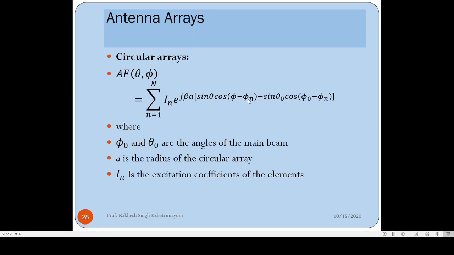What is phi n? Phi n is the phase for the nth element. I n is the excitation coefficient for the element. For antenna 1 it will be I1, for antenna 2 it will be I2, and the phase shifts will be phi 1, phi 2, phi n, and so on. A is the radius of the circular array. So from here you can find the array factor for the circular array. If you are interested in the derivation, you can follow the Balanis book.